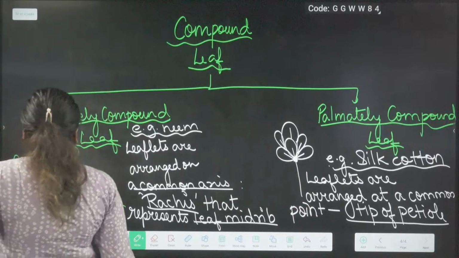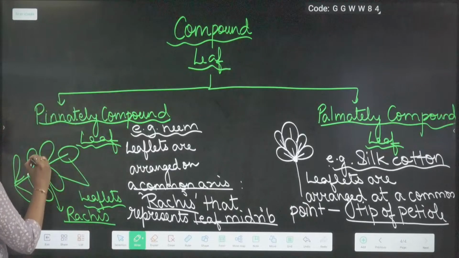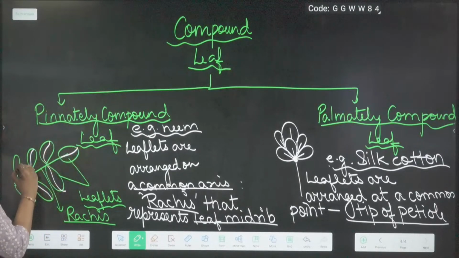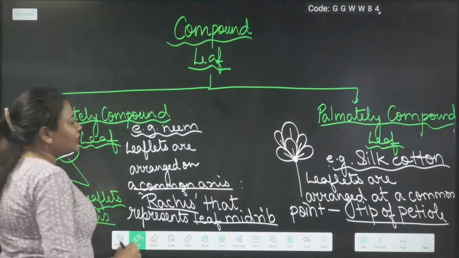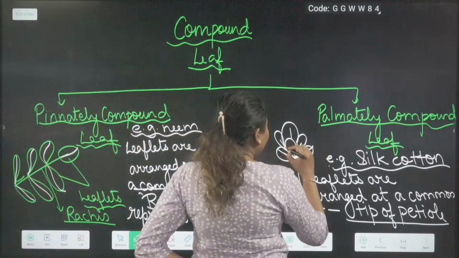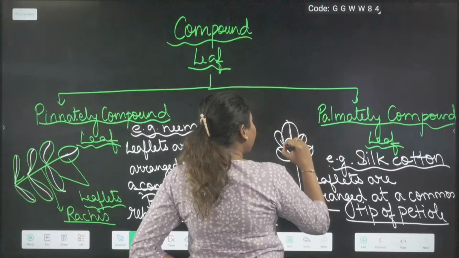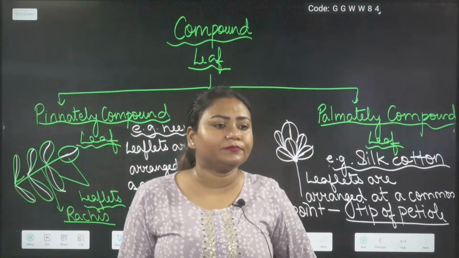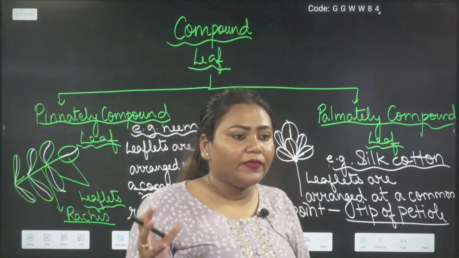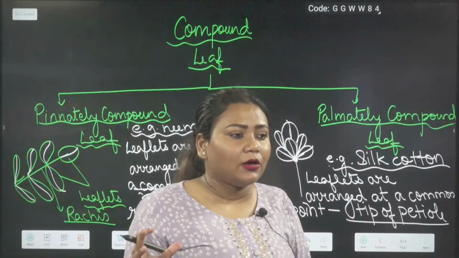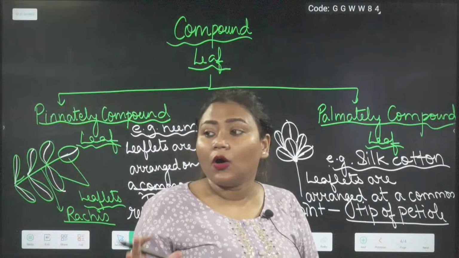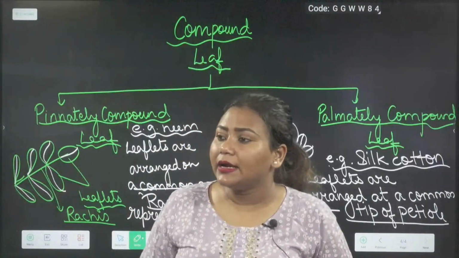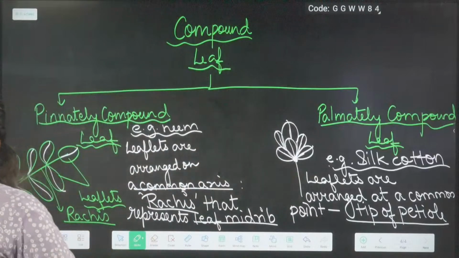Now, this is your leaflet, this is your rachis. Each leaflet is going to have its own vein. It will have its own veinlets. It will have its own venation. Clear, Sudeshna? For a whole leaf, the main thing is your midrib. When it comes to leaflets, it is known as what? Rachis. Tell me, is it clear till here? Yes or no?